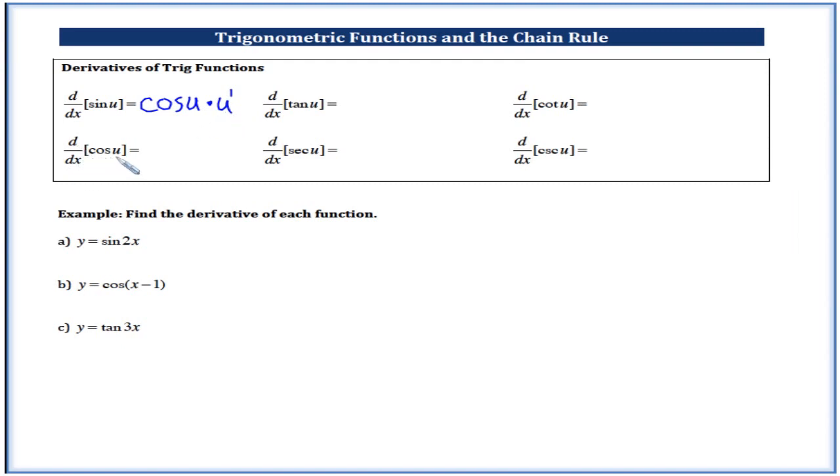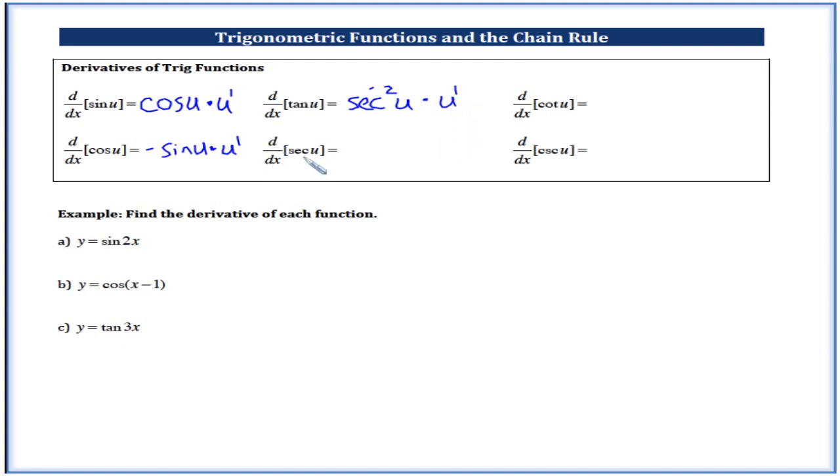The derivative of the cosine of u, so notice this is an x down here and this is a u, we're going to get negative sine u times the derivative of that function u. So it's negative sine u times u prime. For tangent, the derivative with respect to x of tangent of some function, we're going to get secant squared u times the derivative of u.